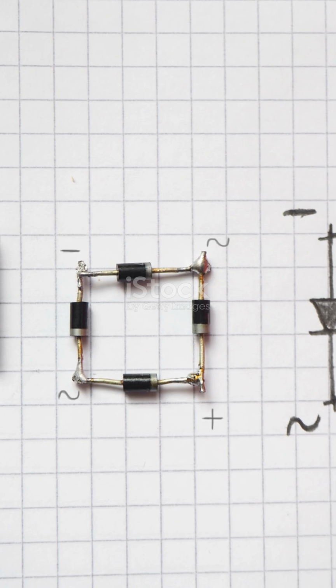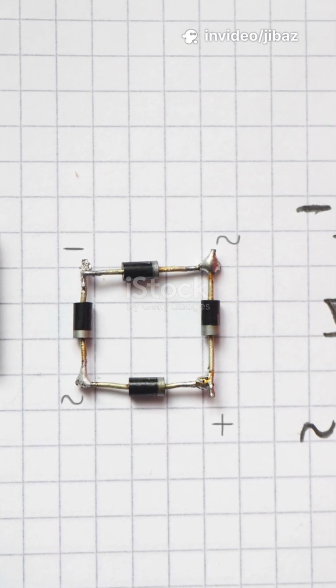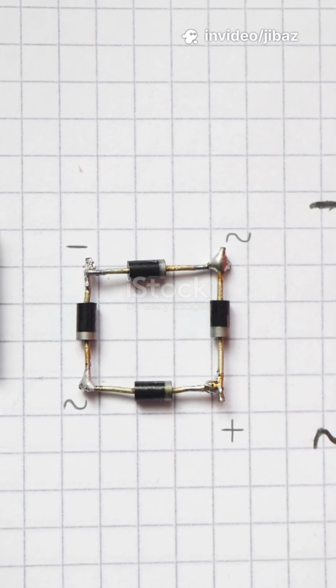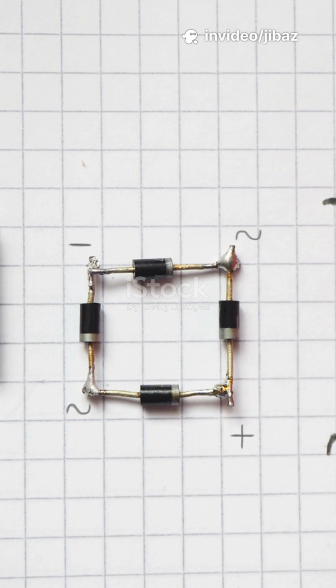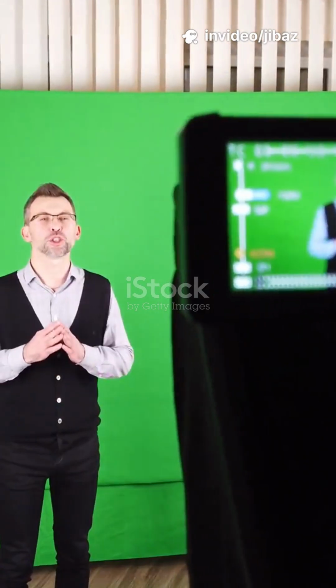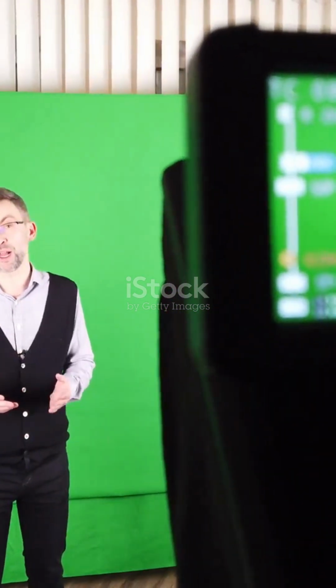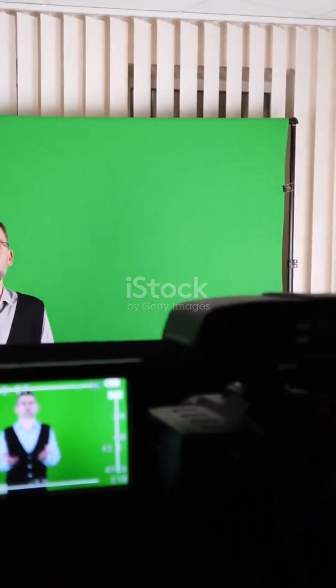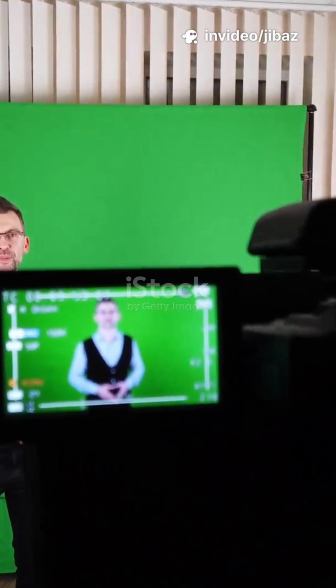Most of our electricity, the one that comes from the mains, is alternating current, or AC. It continuously changes direction, oscillating 50 or 60 times per second depending on your region. But electronic circuits like amplifiers and microcontrollers prefer direct current: a steady flow of electrons in one direction. So our first job is to convert AC to DC, and that's where rectifiers come in.